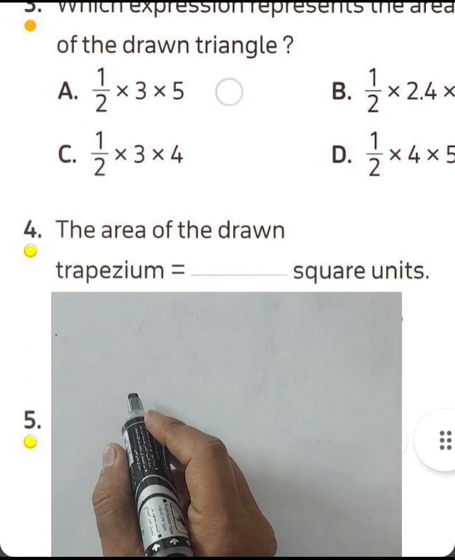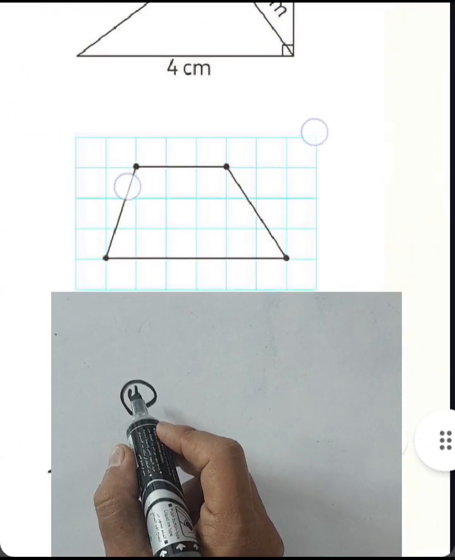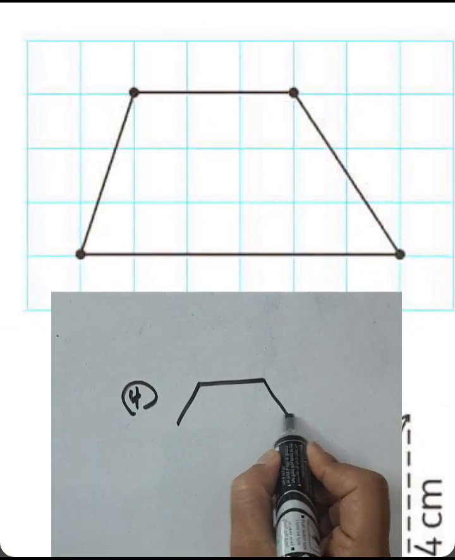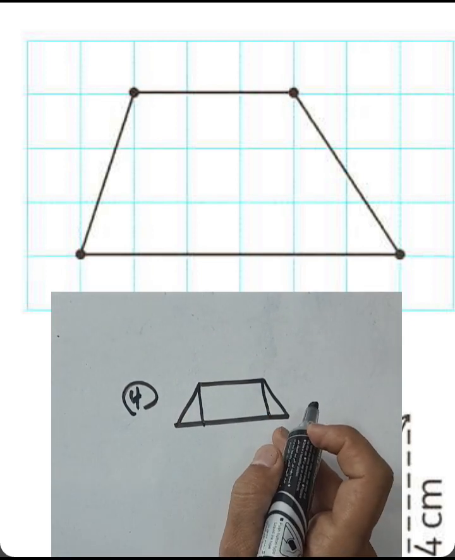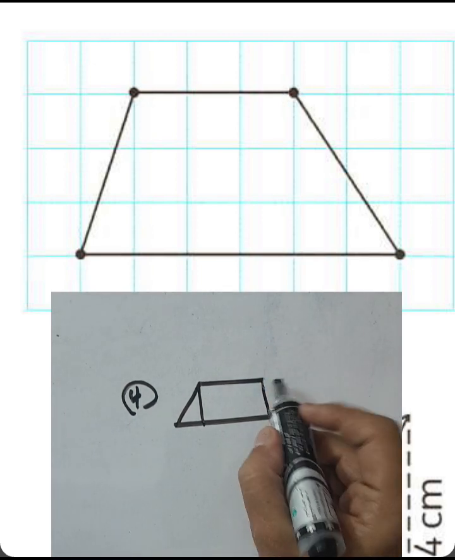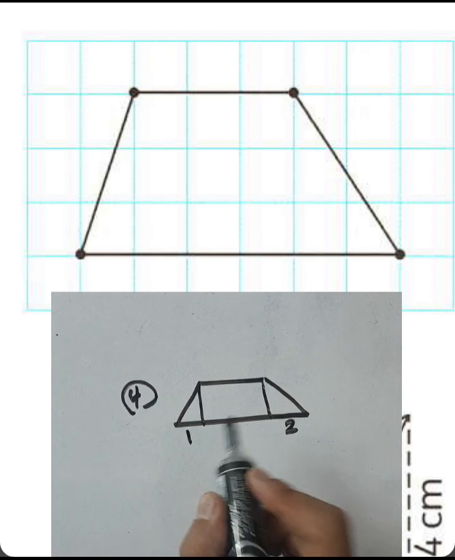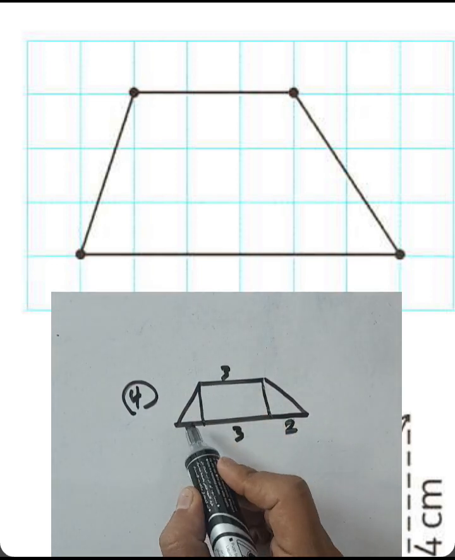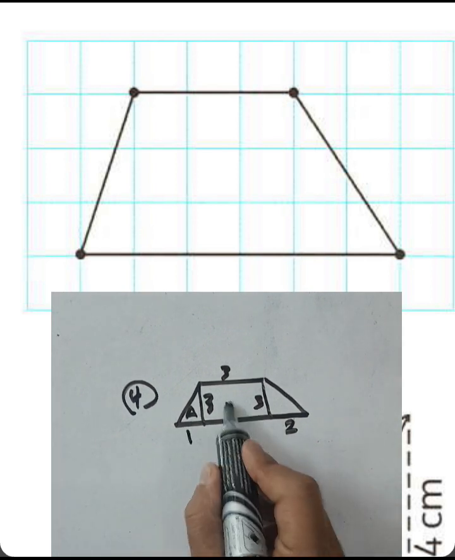Okay, question number 4. The area of the drawn trapezium equals blank square units. Okay, we can write the area of this trapezium by writing the rule, or you can divide this trapezium into 3 parts. First a triangle, second a rectangle, third here will be a triangle. This space was 2 units, okay, and here 1 unit, and between them we have, count with me, 1 2 3, and the height here 1 2 3, and the height here 1 2 3. And then we can write areas A and B and C.